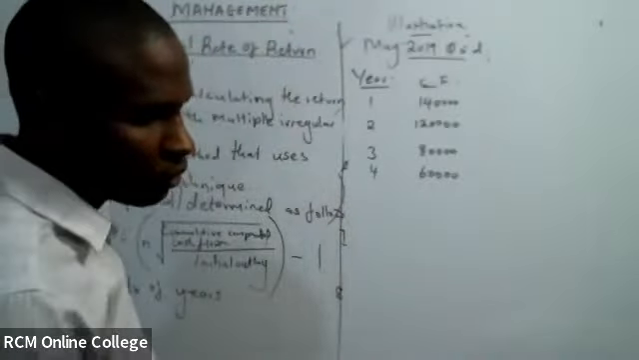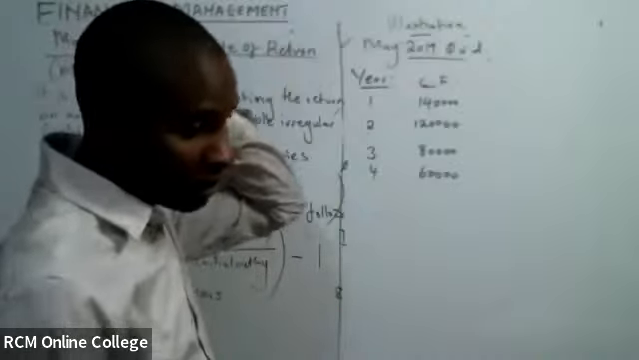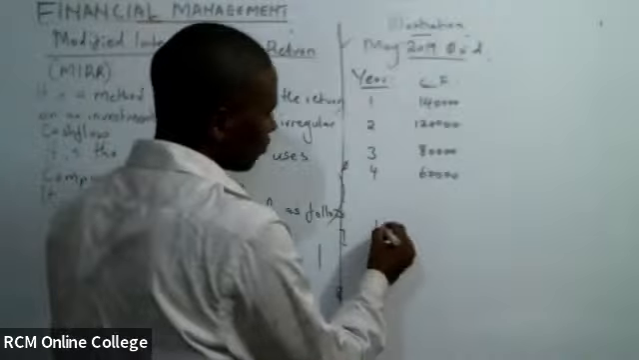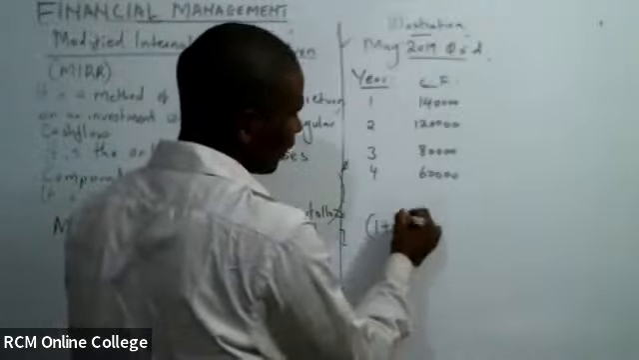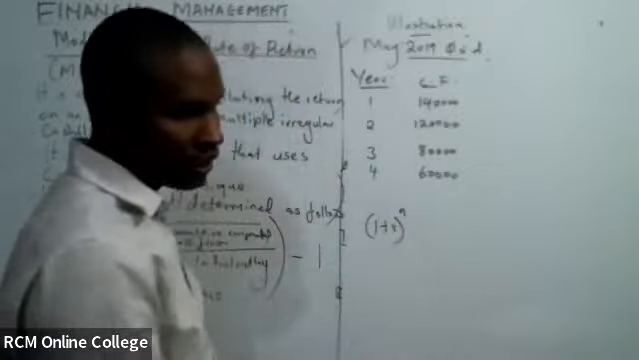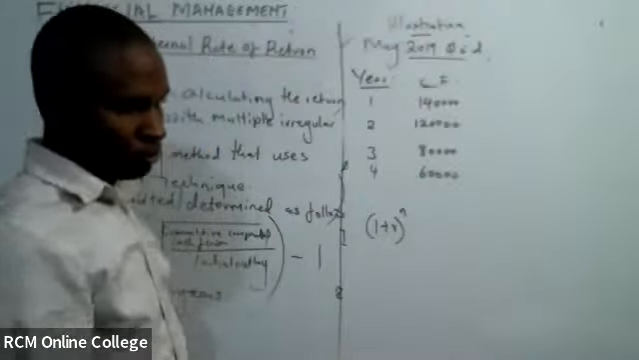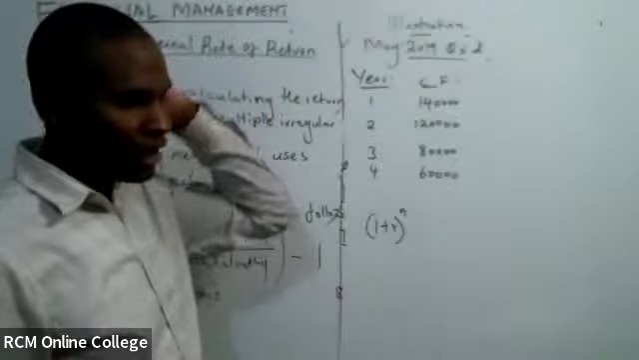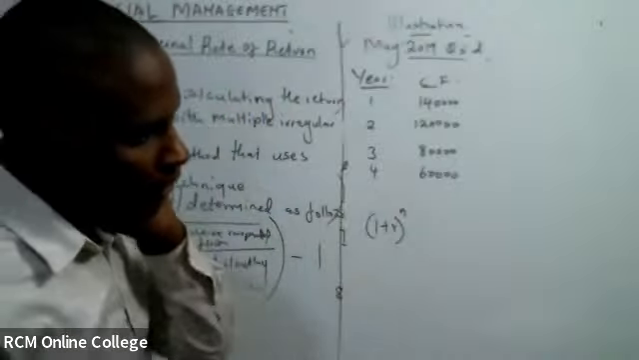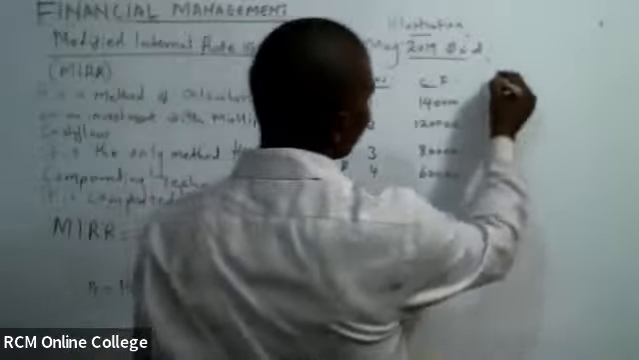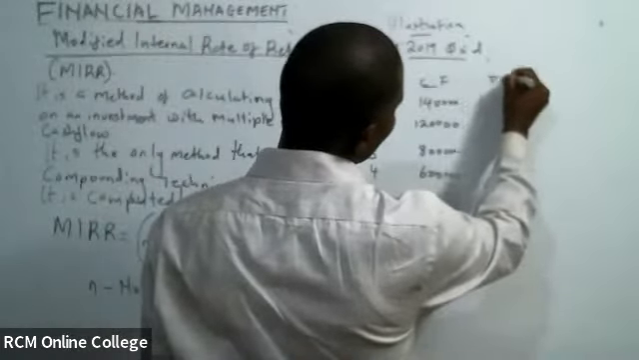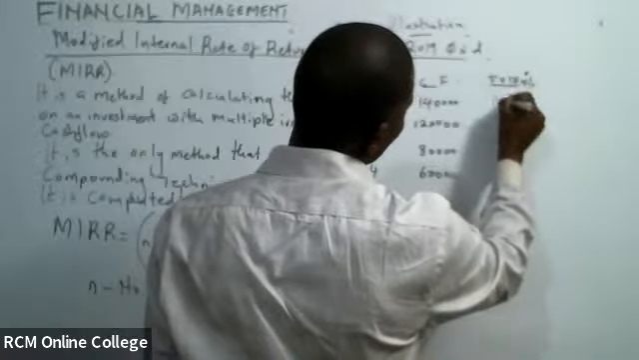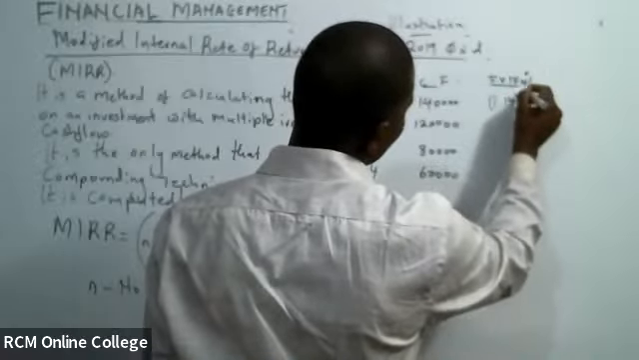How are we compounding? Compounding is just simple. We are trying to get the future value. So we compound the irregular cash flow by 1 plus R raised to N. N does not have a negative, because we're getting the future value. So we are looking at FVIF at 14%, so it will be 1.14.